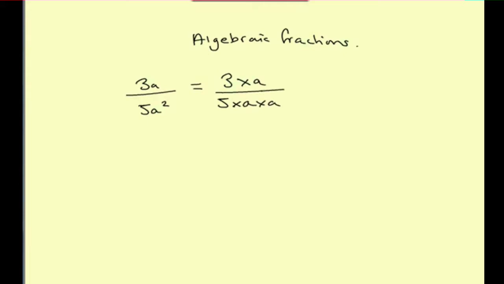We simply then cancel algebraic terms. So we match up a set of algebraic terms and cancel. So we're left with 3 over 5a. Let's do another example.